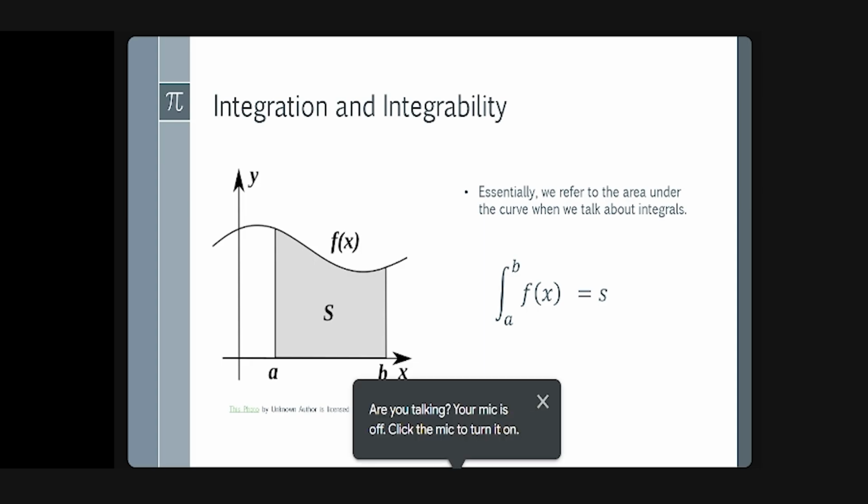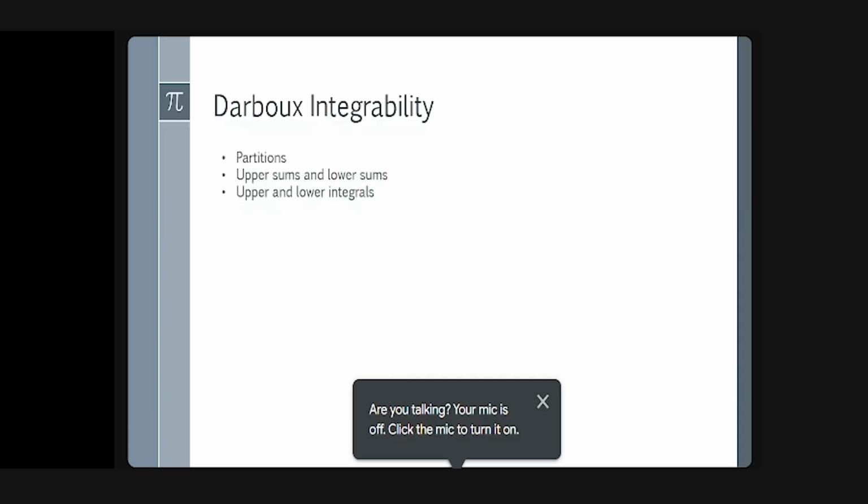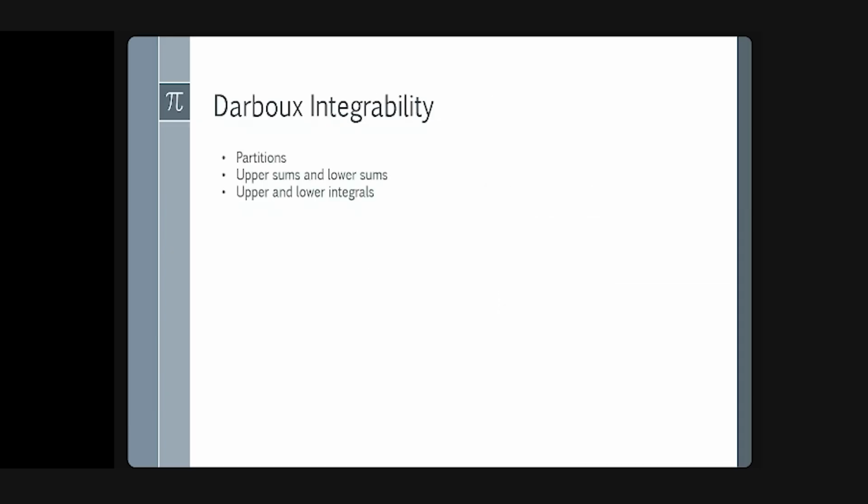But we know that not all functions are integrable. So let's see the notion of integrability. For that, we need to know these terms: partitions, upper sums, lower sums, upper and lower integrals. At first, partition. So can someone recall what exactly a partition is?